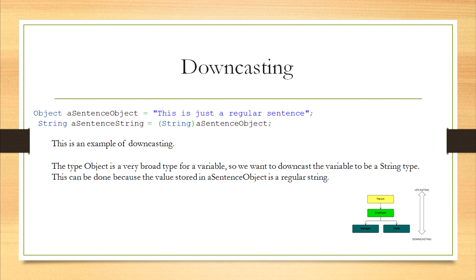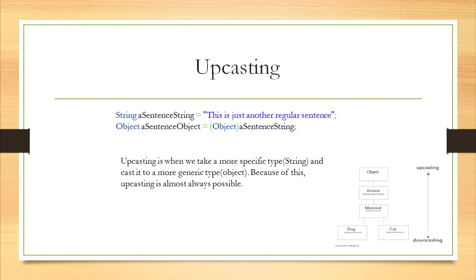So here's an example of downcasting. The type object is a very broad type of variable, so we want to downcast it to be a string type. This can be done because the value stored in a sentence object is a regular string. So, much like in the chart, we go from object to string, making it more specific and giving the code more functionality. Now what is upcasting?